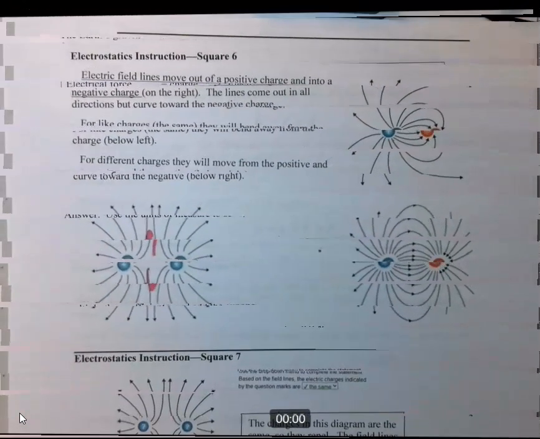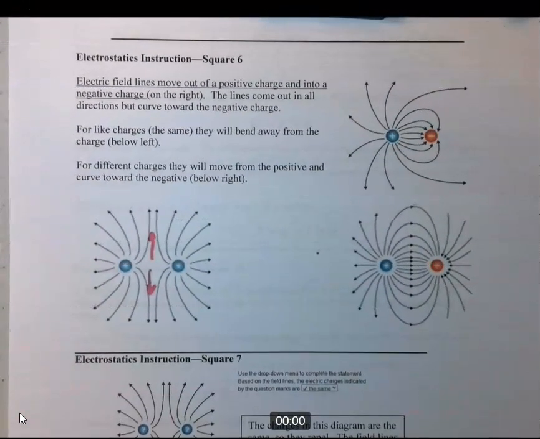Okay, and we move on to square 6. Electric field lines move out of a positive charge and into a negative charge. So remember that. Electric fields, just by definition, move from positive to negative. That doesn't really matter. It's not that important.